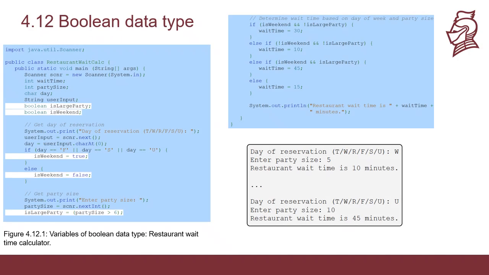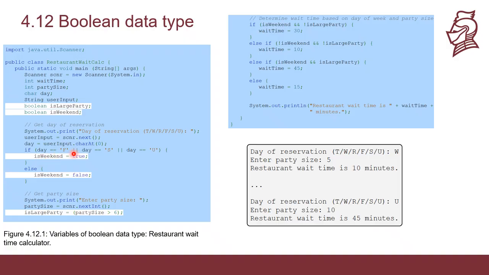So here's an example of the Boolean data type and using it with variables. And this really is kind of cool because it makes your code very readable. You know, so I can define variables this way. So Boolean is large party, Boolean is weekend. So this is a reservation system in a restaurant, right? So we're going to print the day of the reservation and so on.